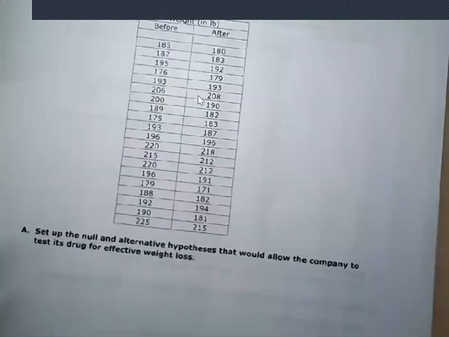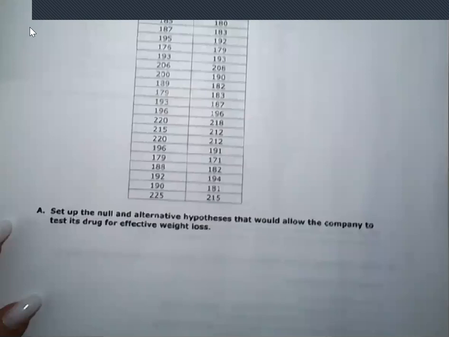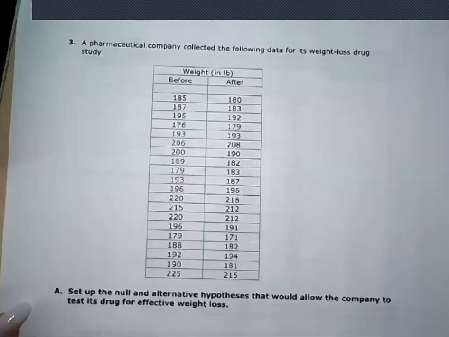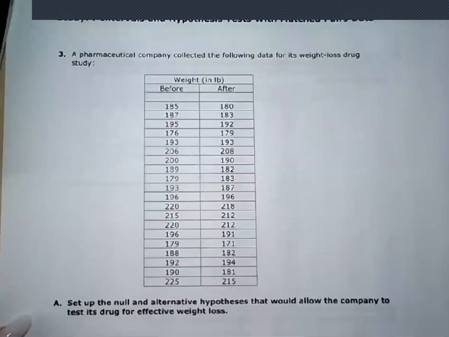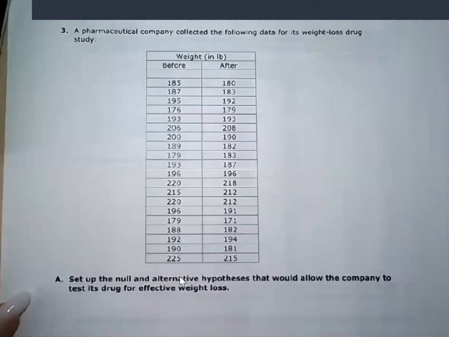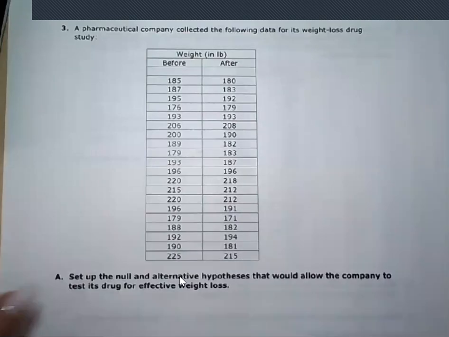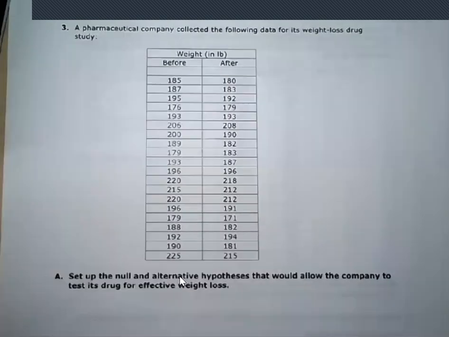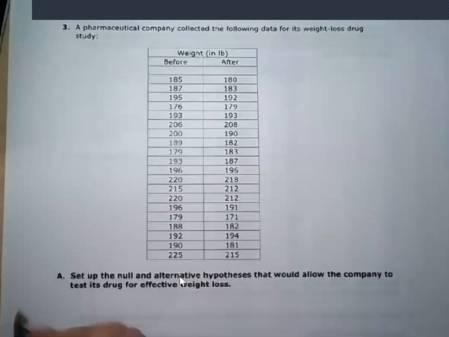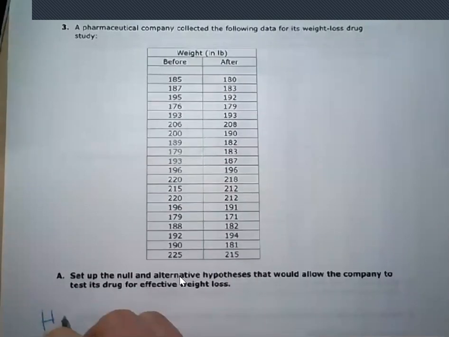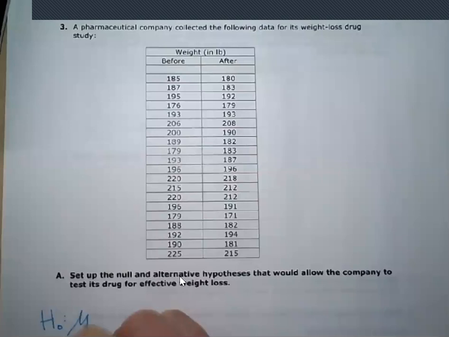All right, next scenario. Let's look at our pharmaceutical company. So here's our data for our pharmaceutical company with their weight loss drug. We are first going to do the same thing. We're going to set up our null and alternative hypothesis that would allow the company to test its drug for effective weight loss. So again, our null hypothesis is that the difference is 0.